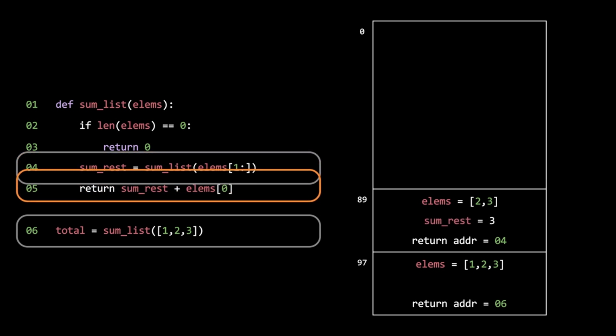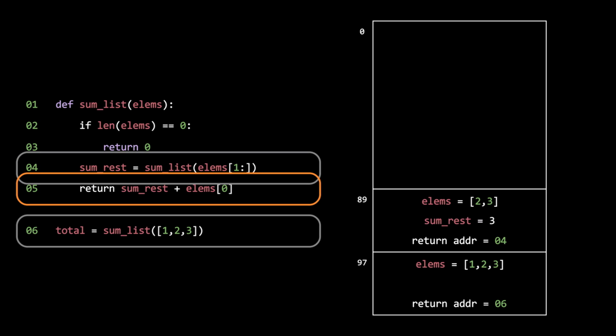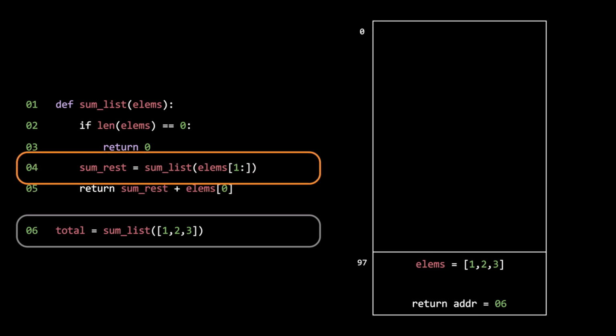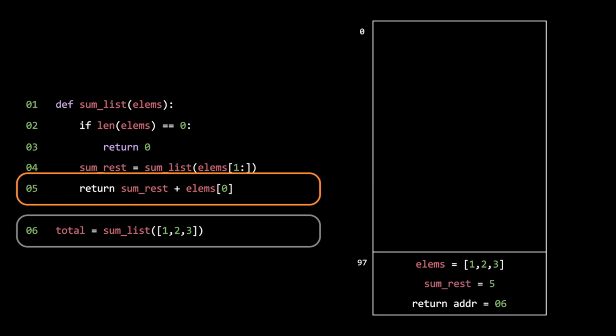So that's going to return SUMREST of 3. Now that SUMREST is 3, we're going to add that to the first element of LMs. The first element of LMs is actually 2. So we're going to add the 2 to the 3, giving us a total SUMREST of 5. So we can return from that function. That gets rid of the stack frame, and it computes a SUMREST of 5, 2 plus 3.